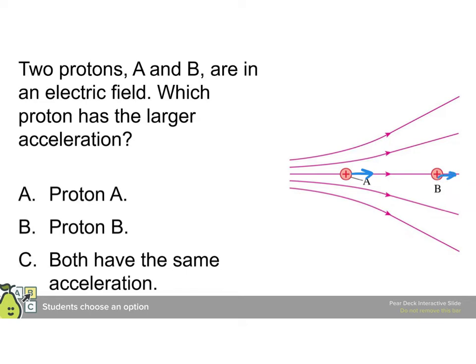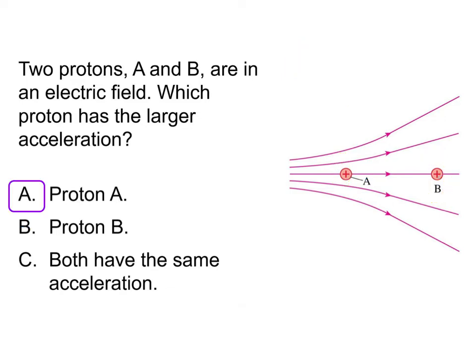But we can see that the field lines are much denser. We take the same size. The much denser around A. So A has a stronger field. And since the force is the charge times the field, higher field means higher force. Proton A feels the greater force.